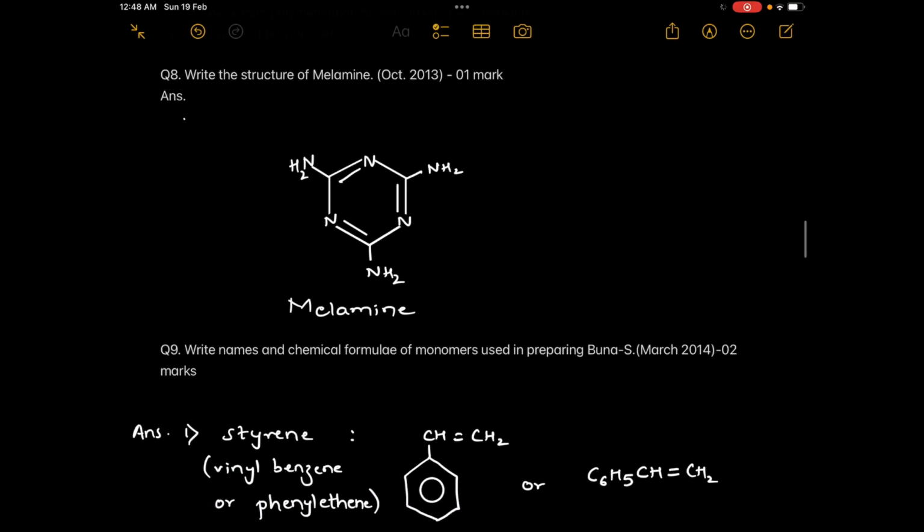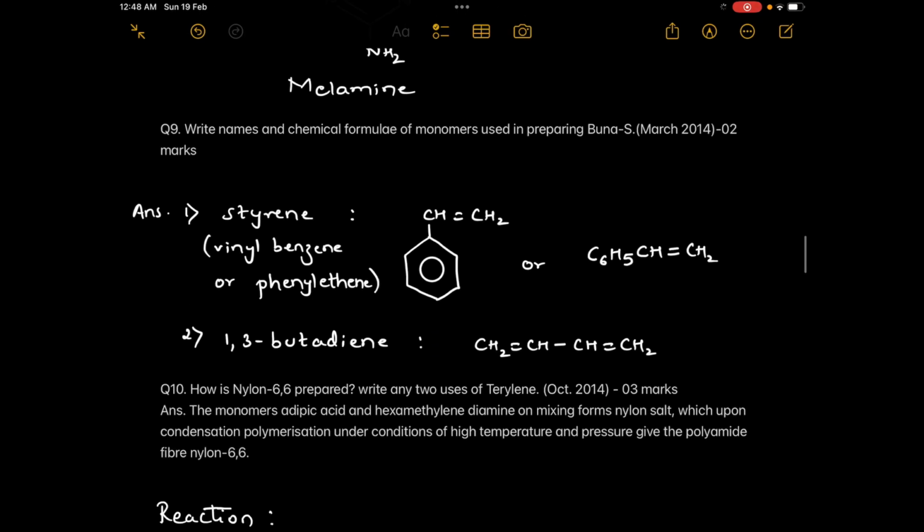Write the structure of melamine. You have to simply draw the structure over here, and I have already drawn the structure of melamine. It's a very simple one. Alternate nitrogen and carbons in a 6-membered ring, and wherever we are having the carbon, there you have to put amino group. So that's melamine. See the next one.